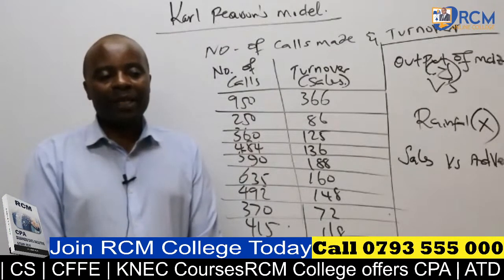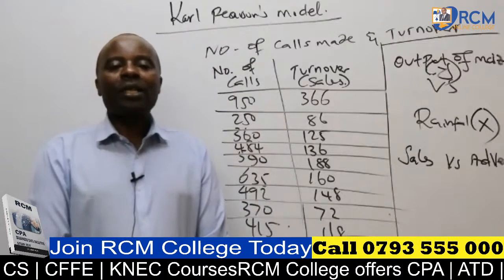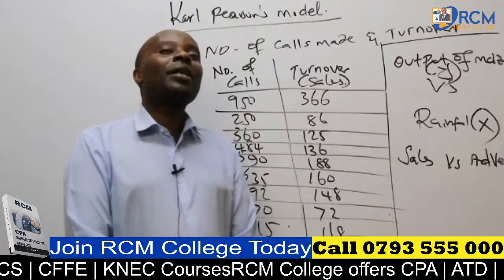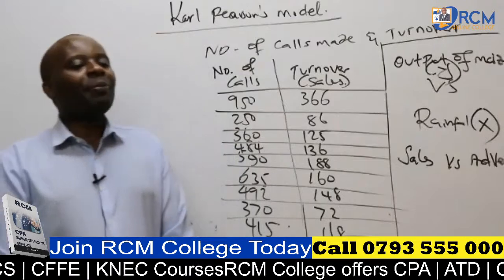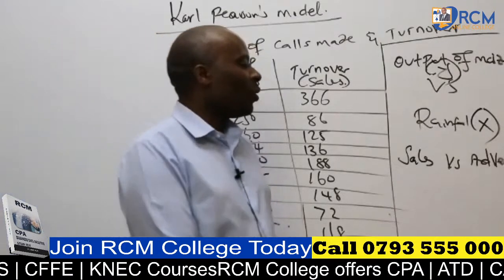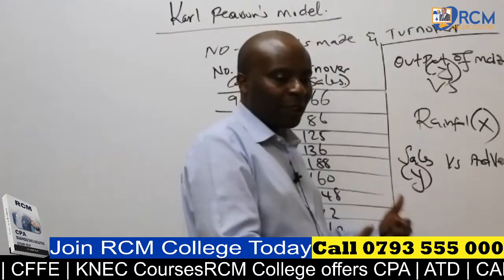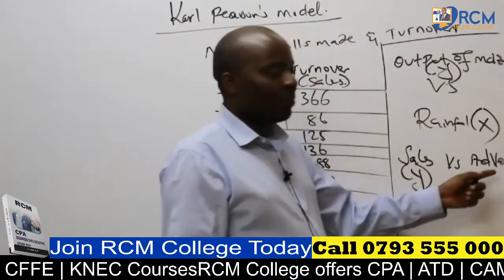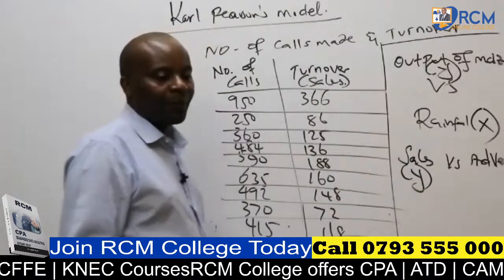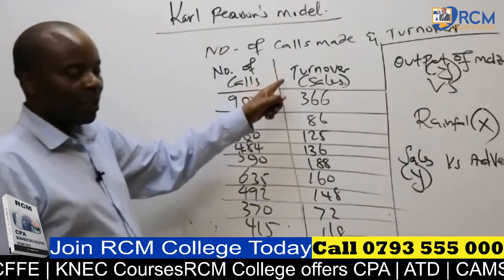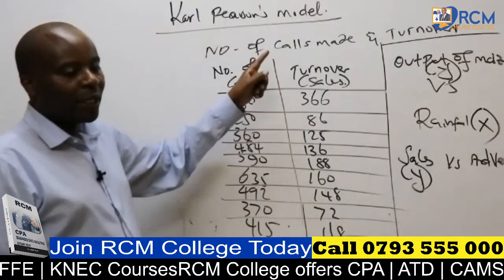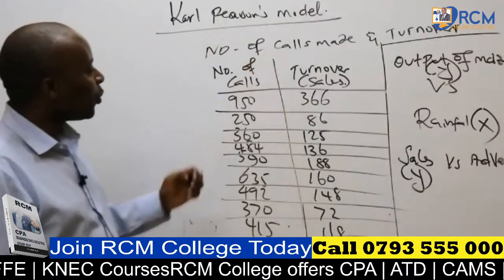So then, ladies and gentlemen, you must always look at the variable that depends on the other. Like now here, y will be sales because sales is a dependent variable. It's a function that is being influenced by advertising. So look at this thing keenly. Which one depends on the others?